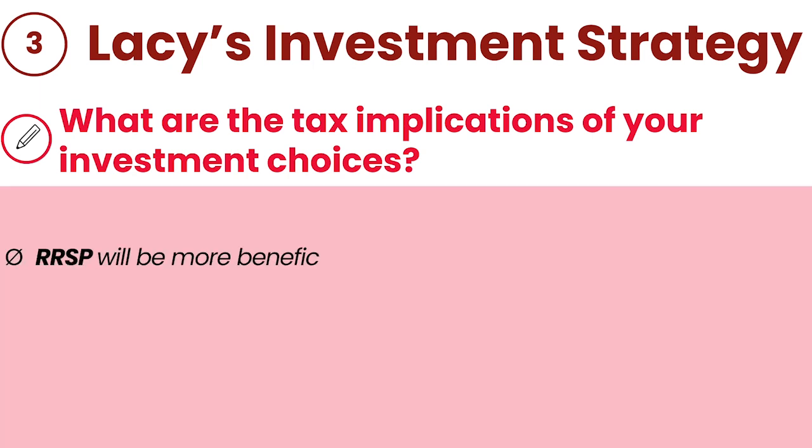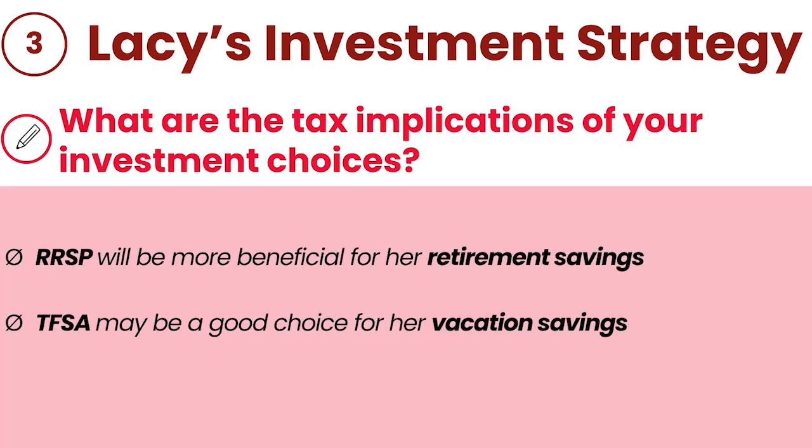The last question that we talk about is the tax implications. So RRSP will be more beneficial for her retirement savings because once she retires, even if she takes the money out, she might not be earning, whereas TFSA may be a good choice for her vacation savings.